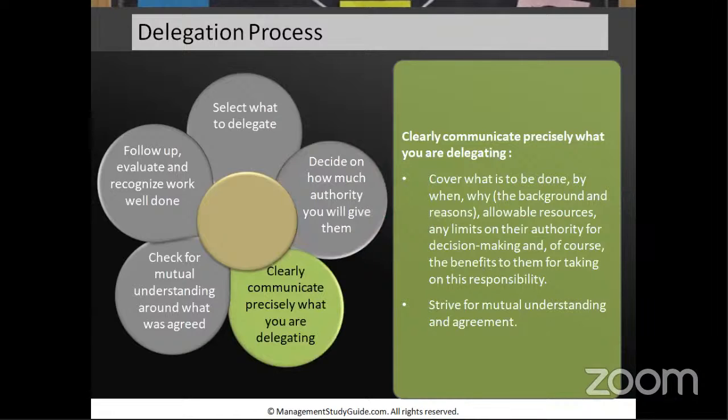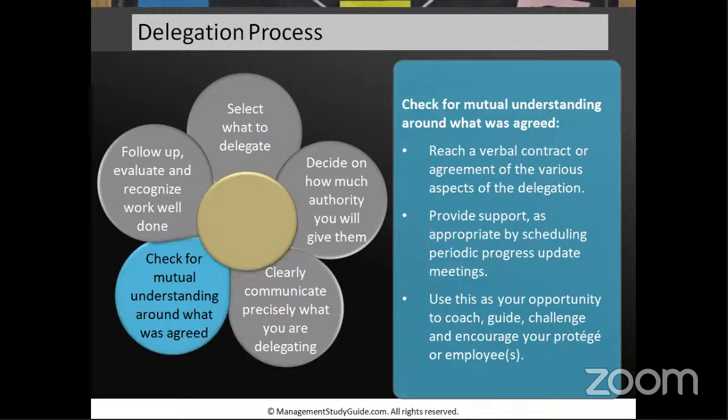Then the next one is clearly communicating precisely what you are delegating. Cover what is to be done by when, why, given the background and reasons, allowable resources, any limits on their authority for decision making, and of course, the benefits to them for taking on this responsibility. Strive for mutual understanding and agreement. Checking for mutual understanding around what was agreed. Reach a verbal contract or agreement of various aspects of the delegation.